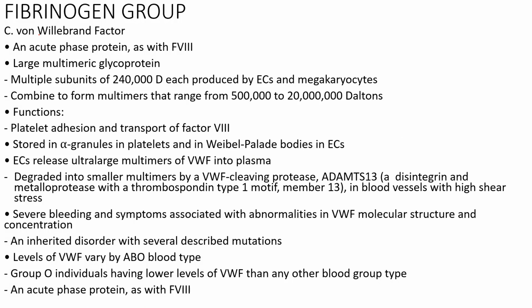And the last in the group, we have your von Willebrand factor. Now, von Willebrand factor is an acute phase protein, similar with factor 8. This is a large multimeric glycoprotein. It has multiple subunits of 240,000 Daltons, each produced by endothelial cells and megakaryocytes. They combine to form multimers that range from 500,000 to 20 million Daltons.